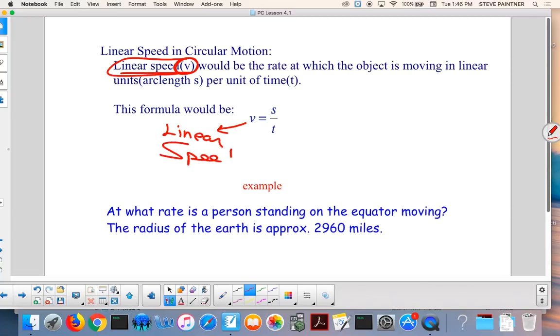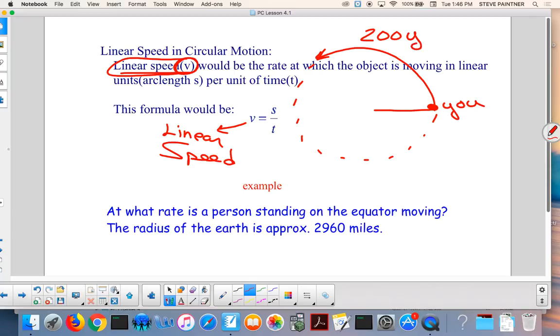Okay? That's linear speed. Would be the rate at which an object is moving in linear units, arc length, s, per unit of time. Okay. That got weird on you, but just listen to what they've said. So linear units, arc length, they're talking like this. If you're here, if this is you, okay, and you walk in a circular pattern and you walk this far, okay, then you know the circle keeps going.